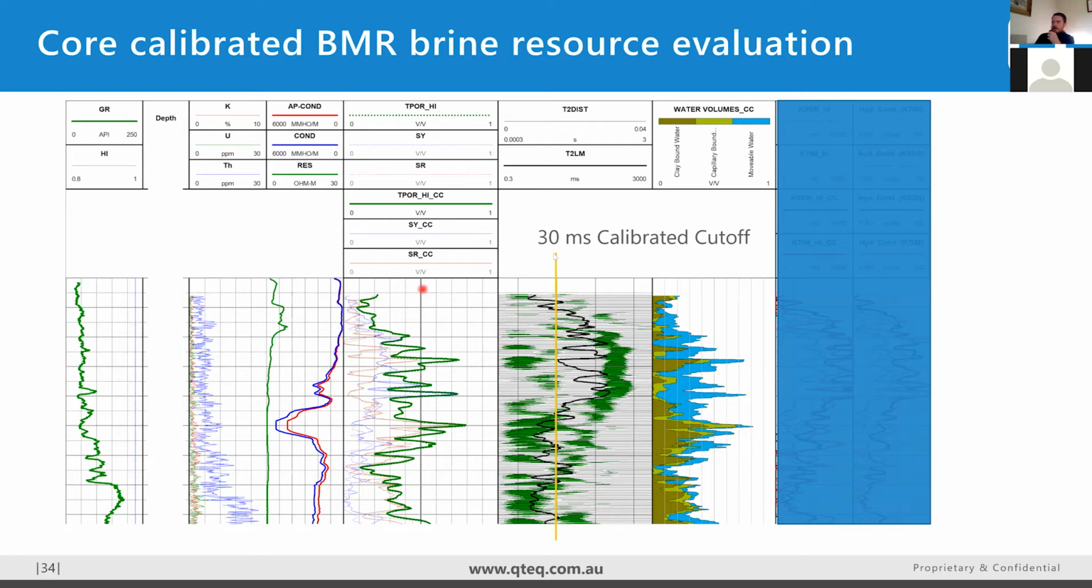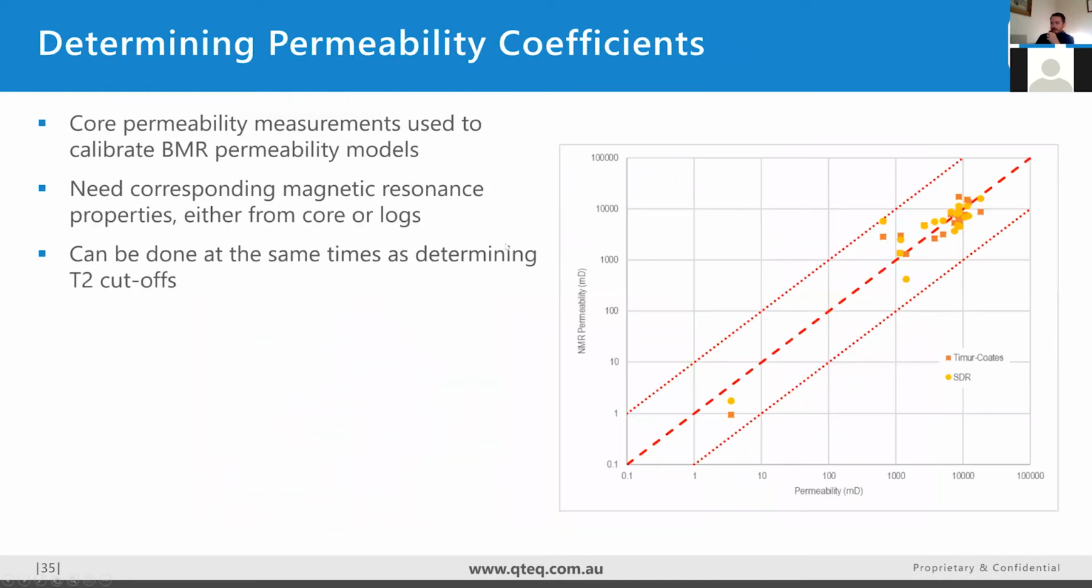And in this case, the cutoff just changed from 33 milliseconds down to 30 milliseconds. Since you have the cores, you can also calibrate out your coefficients for your permeability equations for your two different equations, and then start working out which one is going to be best suited for your environment. So, you can plot your lab permeability versus your log NMR permeability and solve for your different coefficients.